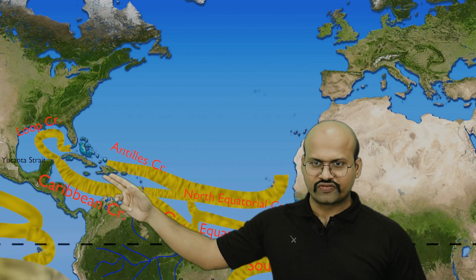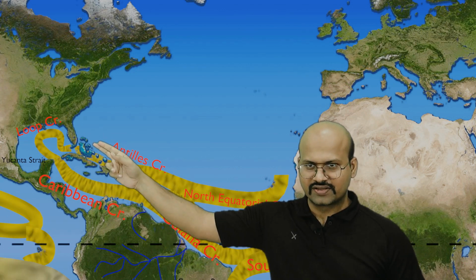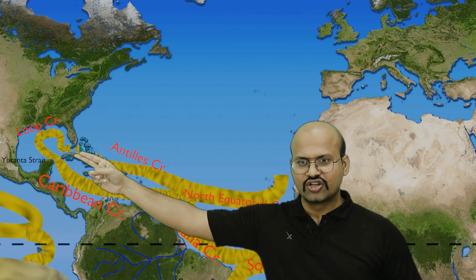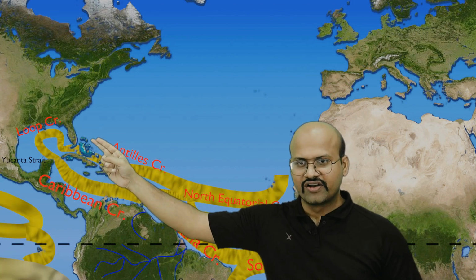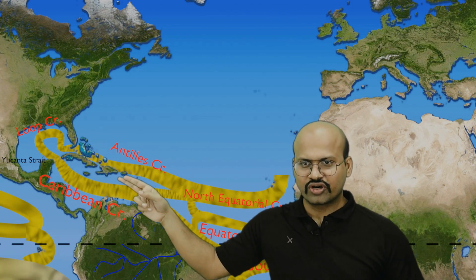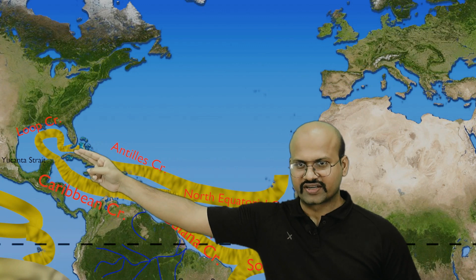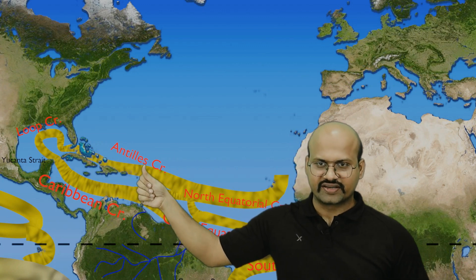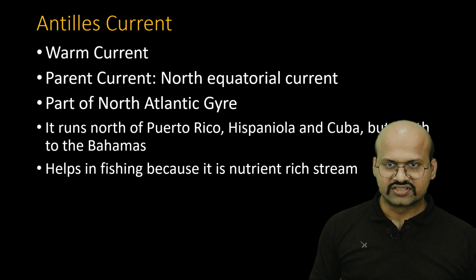Now one part of the North Equatorial Current flows north of Cuba and south of Bahamas, and it joins this loop current at the Florida Strait. So both of these combine in the Florida Strait, and this is called the Antilles Current. This is the summary of this current.